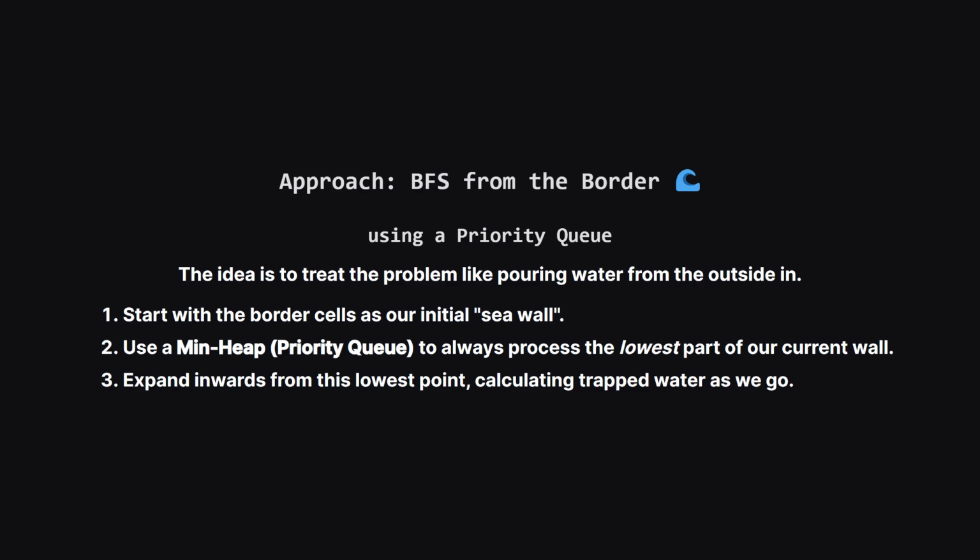So our strategy is going to be a type of breadth-first search, but with a twist. We'll start our search from all the border cells simultaneously. But instead of a regular queue, we'll use a Min-Heap, which is also called a priority queue. This is the magic ingredient. It ensures that we always explore from the current lowest point on our ever-changing seawall. It's like finding the weakest point in a dam, seeing what's behind it, and then rebuilding the dam to include the new area we've explored.